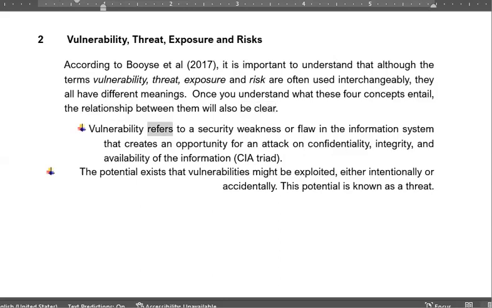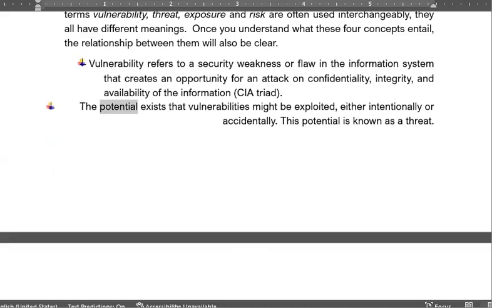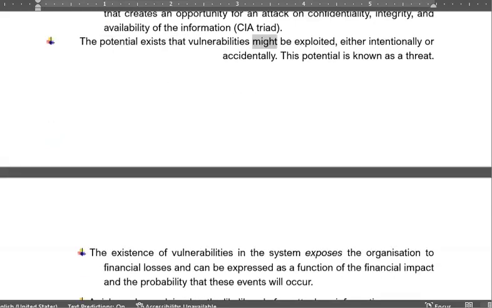Vulnerability refers to a security weakness or flaw in the information system that creates an opportunity for an attack on confidentiality, integrity, and availability of the information, the CIA triad. The potential exists that vulnerabilities might be exploited, either intentionally or accidentally. This potential is known as a threat.